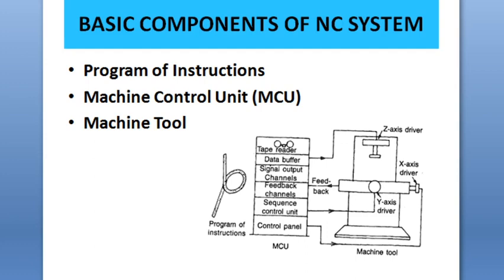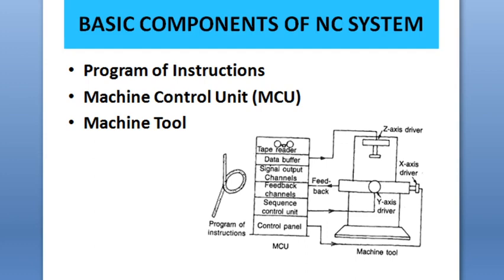and control panel. The tape reader reads the instructions in the punched card or punched tape. It converts the punched card information into machine code information. The data buffer stores the punched card information in terms of blocks of information. It does not store the entire program on the punched card. It stores only a block of information.